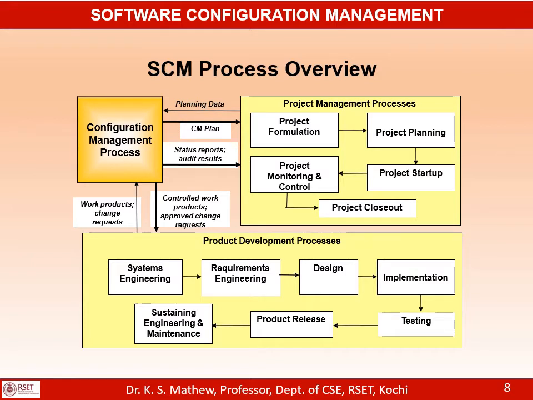What we need to look at is the interfaces between the configuration management process and the project management processes, and the configuration management process and the product development process. These are the arrows going in and out of the configuration management process to the project management process as well as SDLC. You can see there is an arrow that goes from project management processes to the configuration management process, which is called planning data. So all the other plans may be taken as an input by the configuration management process for planning configuration management activities. The configuration management plan will go as an output from the configuration management process to the project management process, where it will be integrated with the overall project management plan.